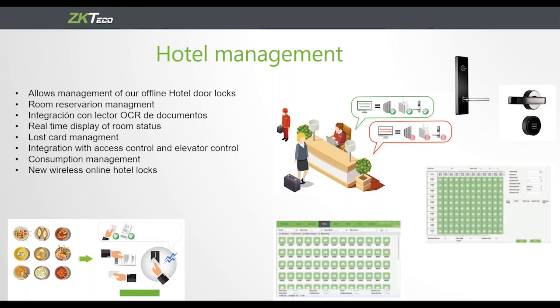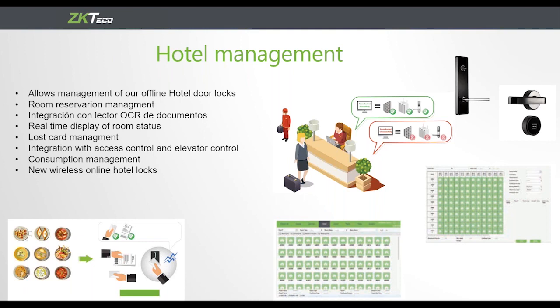We can also use the same card for the elevator control. It means that if his room is in floor number 2, we can activate in his card that he will only have access to floor 2. We also have consumption management. It means that we are able to bill at the end of the stay the consumption that the guest has done in the mini bar and the restaurant, and then generate a bill with this.